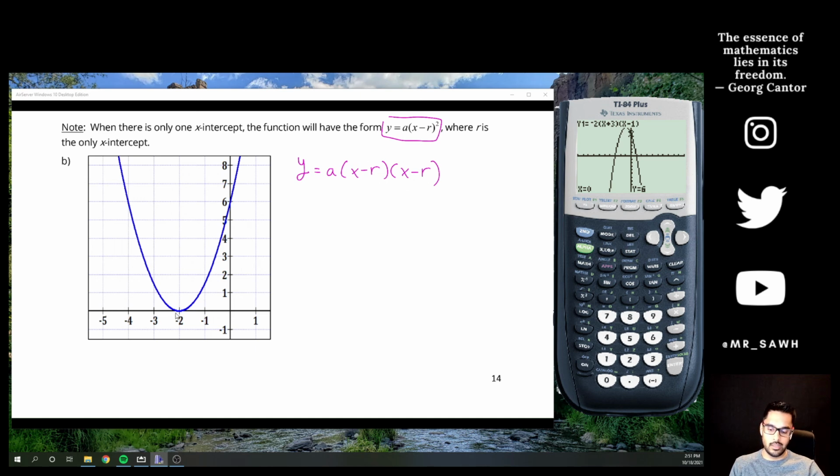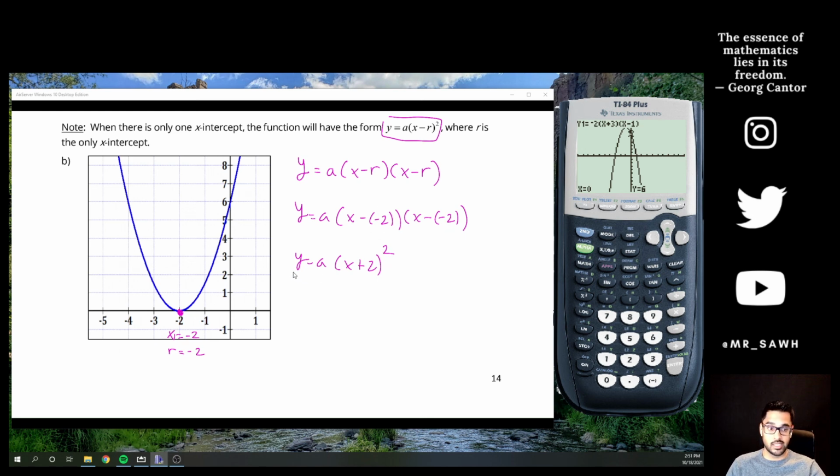So if I know what that intercept is, just like before, my intercept here is x equals -2, so I can make it say r is equal to -2. If I substitute that in to simplify, I'm going to have x minus -2, and the other factor is honestly the exact same. So when I simplify this, it's just a times x plus 2 squared. The fact that I take something and multiply by itself is why it's squared.